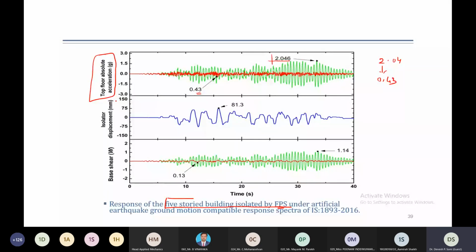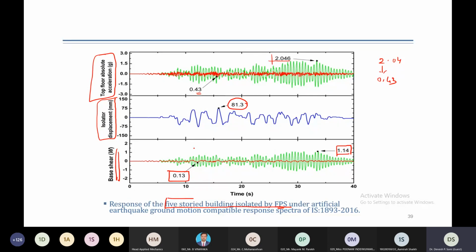The second graph, the second history, represents the isolator displacement. Okay, so it shows how the isolator moves. The peak value of isolator displacement is found to be 81 millimeter. And the last graph represents the variation of base shear. For the fixed base building, the base shear is equal to 1.14 times the weight of the building, and for the base isolated building it is 0.13 times the weight of the building. So you can see there is a dramatic reduction in base shear from 1.14 to 0.33.